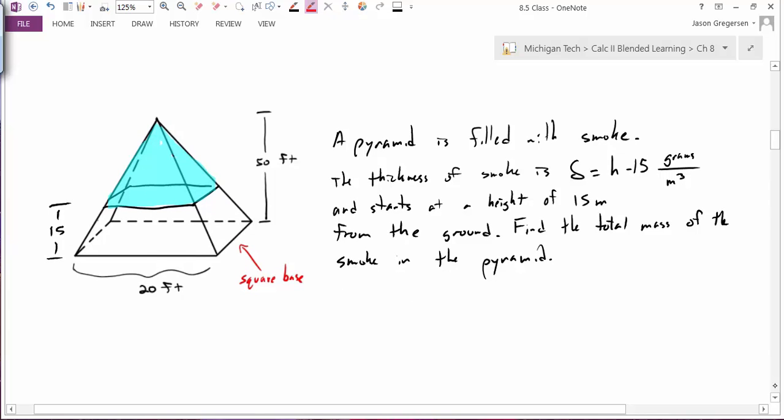So I have a pyramid here, and it's filled with smoke. Oh no. The thickness of the smoke, sort of a density of the smoke, is given to us as this function, H minus 15 grams per cubic meter, and it starts at a height of 15 meters from the ground. So they're telling us a couple items here. They're telling us they are measuring H from the bottom. That's the first thing they're telling us. They're giving us a density, and all the dimensions are on there. Find the total mass of smoke that's in the pyramid. All right, see what you can do here.